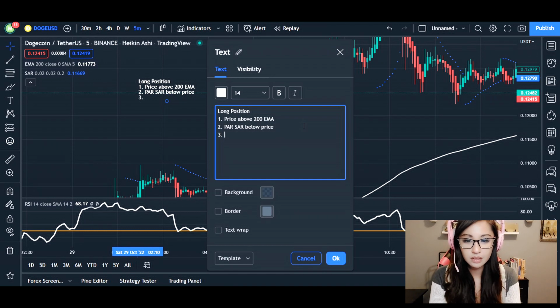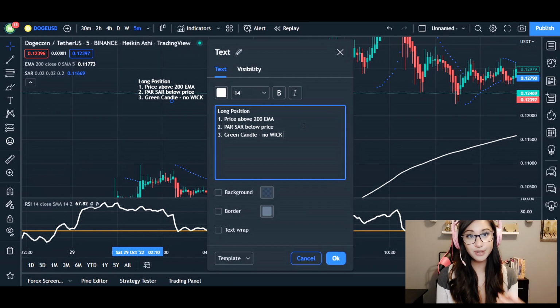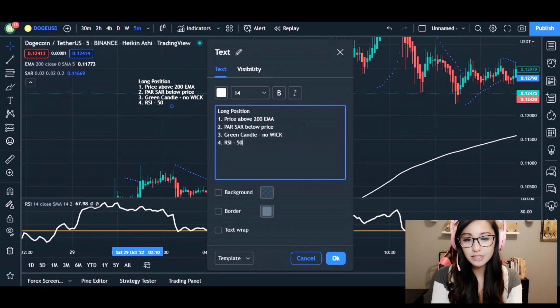Okay. Number 3, green candle, no wick. When I'm writing these rules, I am going to go through some examples and cross them off so we can go through basically a good area or a good position to take a look at. And we're going to see the profits as well. The last rule is that the RSI needs to be above 50%.